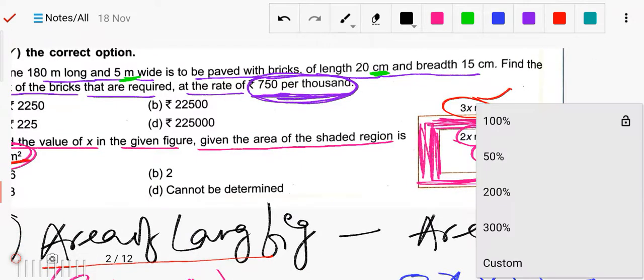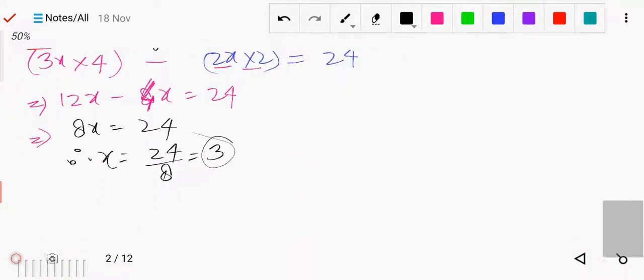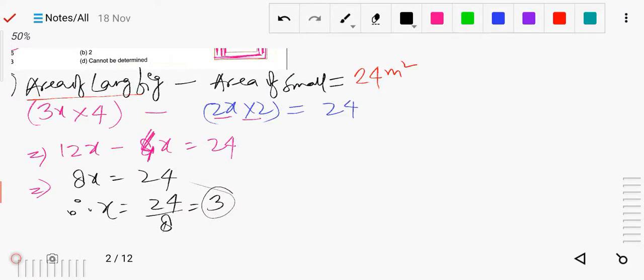Understood? Once again you can see it. The area of the large figure minus the area of the small figure equals 24. This area is given as 3x into 4, L is 3x and B is 4. Here L is 2x and B is 2. So it's a difference and we have solved it.